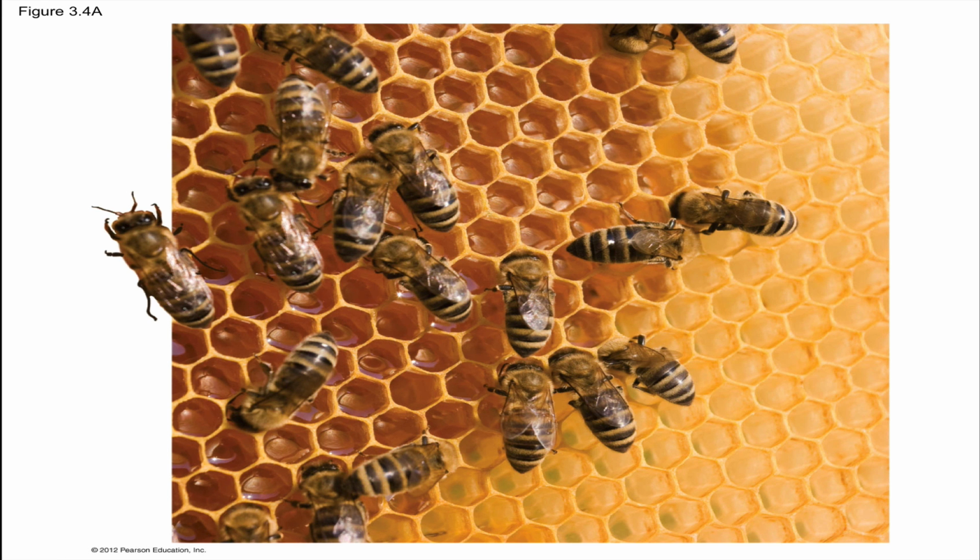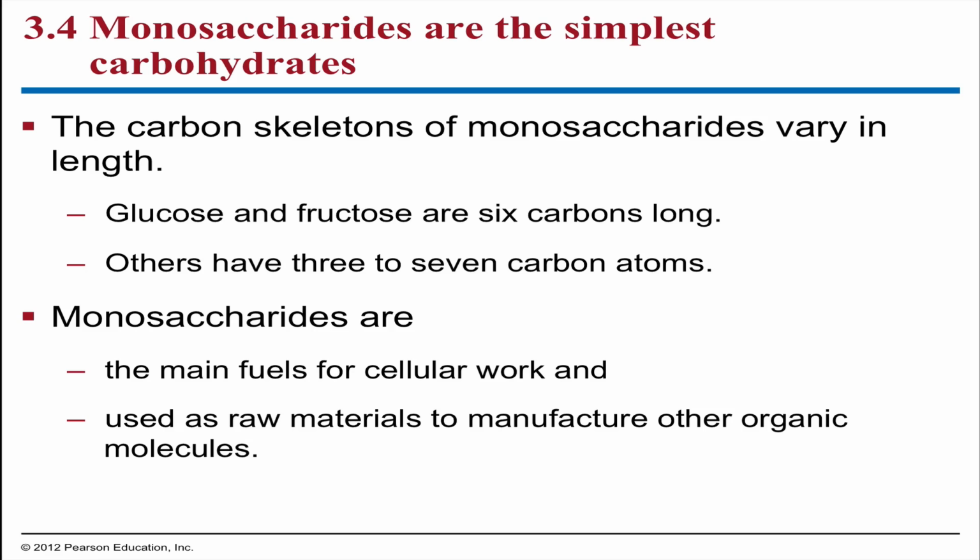The carbon skeleton of monosaccharides varies in length. Glucose and fructose have six carbons. Others could have three to seven carbon atoms. Monosaccharides serve as the main fuels for all the cellular work. In other words, this is the gas that fuels the cells in our body. Okay, these simple sugar monosaccharides are also used as raw materials to manufacture other organic molecules.